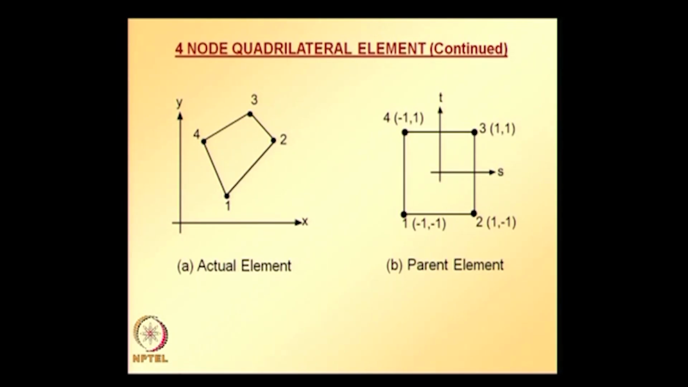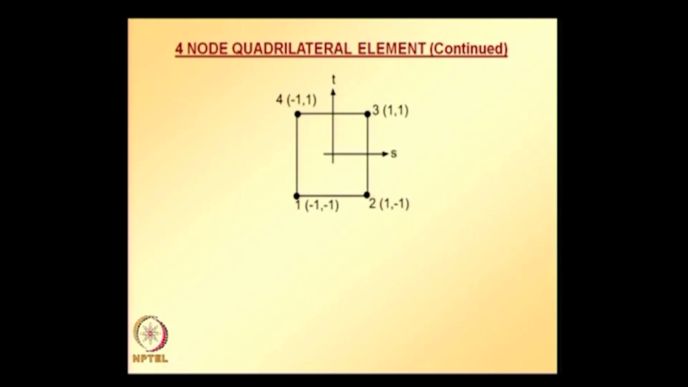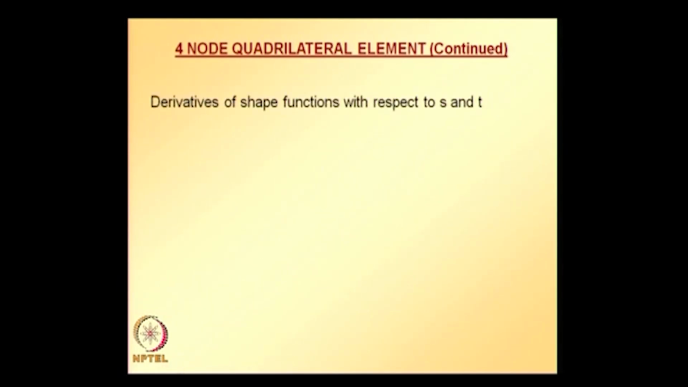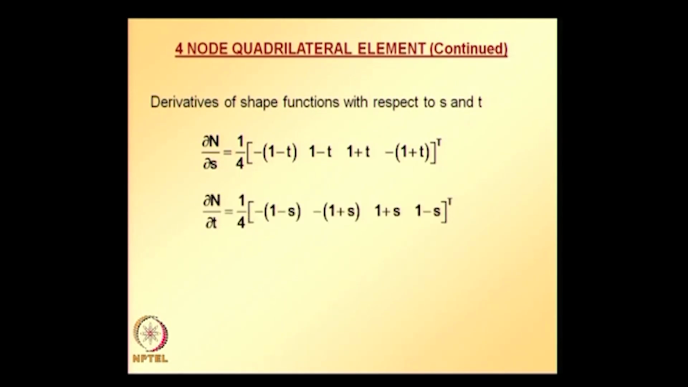So, the shape functions for the 4 node parent element in terms of S and T can be put in a vector like this, and we can take the derivatives of these shape functions with respect to S and T. Derivatives of shape functions with respect to S and T, and vectors of nodal coordinates.